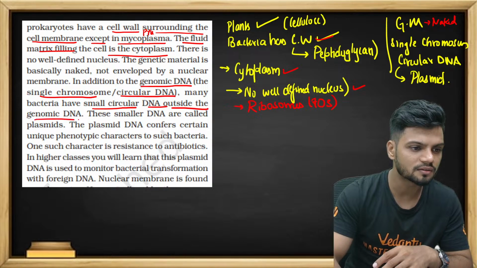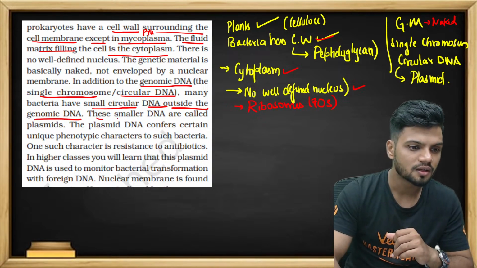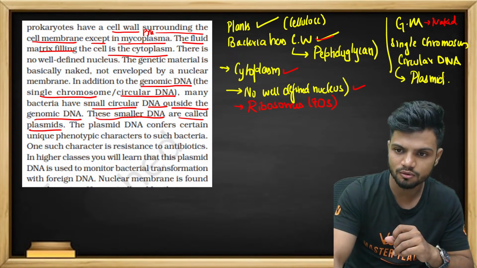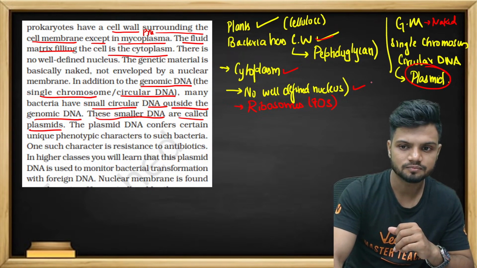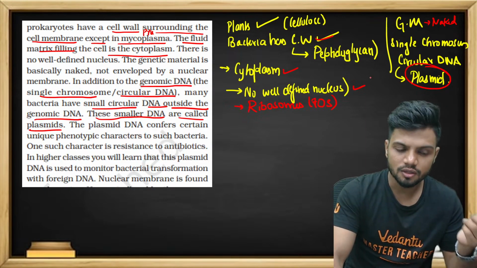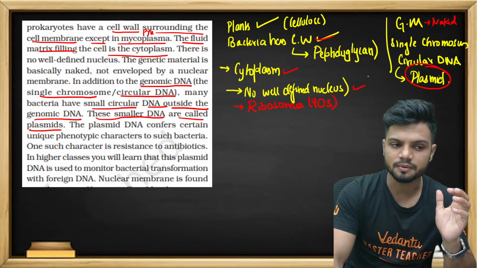Many bacteria have small circular DNA outside the genomic DNA. These small DNA are called plasmids. So apart from the main DNA, they also have the plasmid. They have the main single chromosome or circular DNA, and they also have a small DNA, that is plasmid.